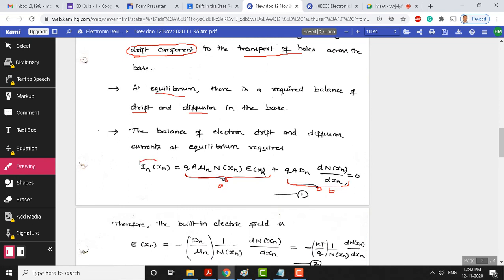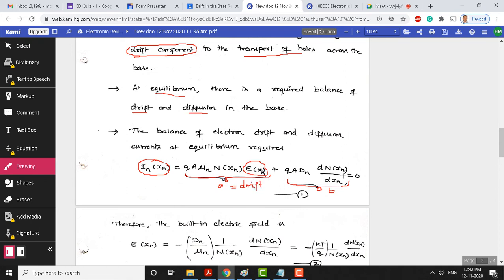This is the current due to the electrons, the electron current as a function of distance, which we have shown here. One thing you can identify is that there is an electric field term associated with this, along with the charge, area, mobility, and the doping concentration. Therefore, this A indicates it is a current due to the drift.